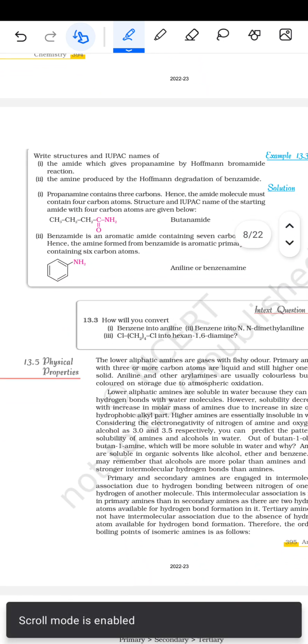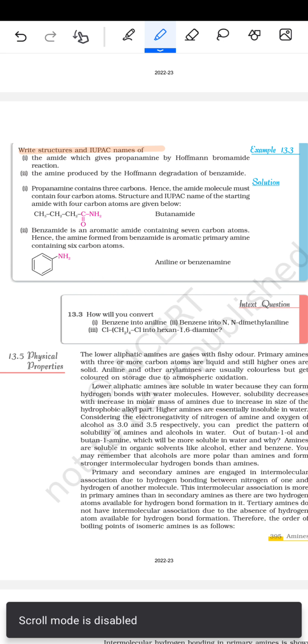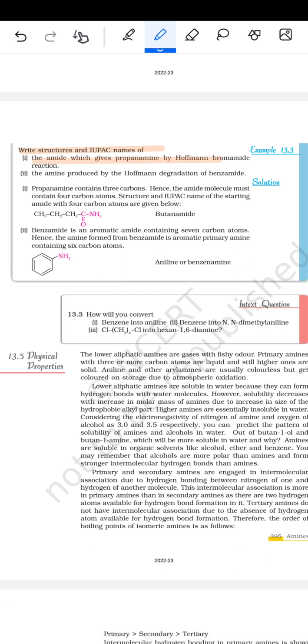इसके बाद फिर आता है क्वेश्चन 13.3 कि राइट द IUPAC नेम ऑफ द अमाइड विच गिव्स द प्रोपेन अमाइन बाय द हॉफमैन ब्रोमाइमाइड रिएक्शन. फिर द अमाइन प्रोड्यूस्ड बाय द हॉफमैन डिग्रेडेशन ऑफ द बेंजामाइड. Propane amine contains 3 carbon, hence the amide molecule must contain 4 carbon atoms. The structure and the IUPAC name of the starting amide with 4 carbon atoms are given below. तो पहला है कि बुटेनामाइड बन गया इससे.